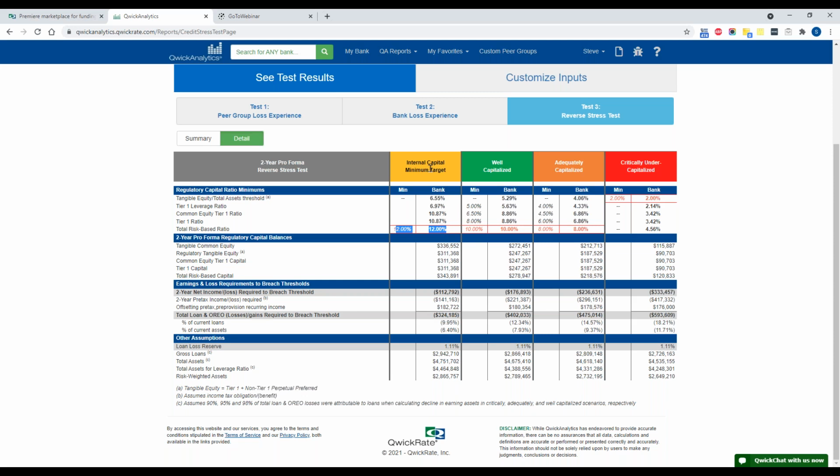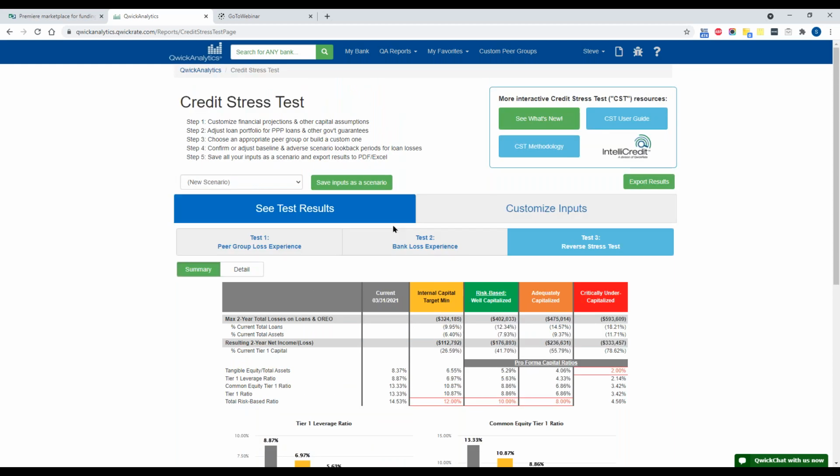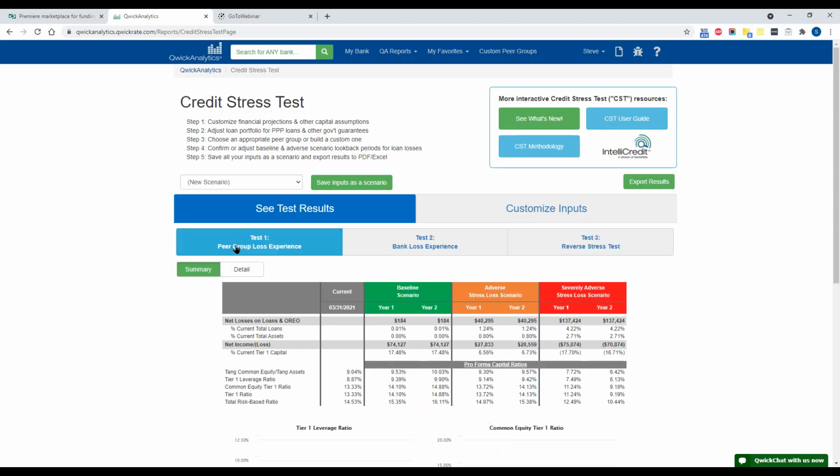So it just allows some more user flexibility in calculating some other reverse stress test minimum targets. And if I click on the summary of the reverse stress test, it has a nice little summary table showing this is the amount of losses you can see over 2 years total and still stay above your internal target, stay above well capitalized, stay above adequately capitalized, or the critically undercapitalized. So that's how the reverse stress test works.